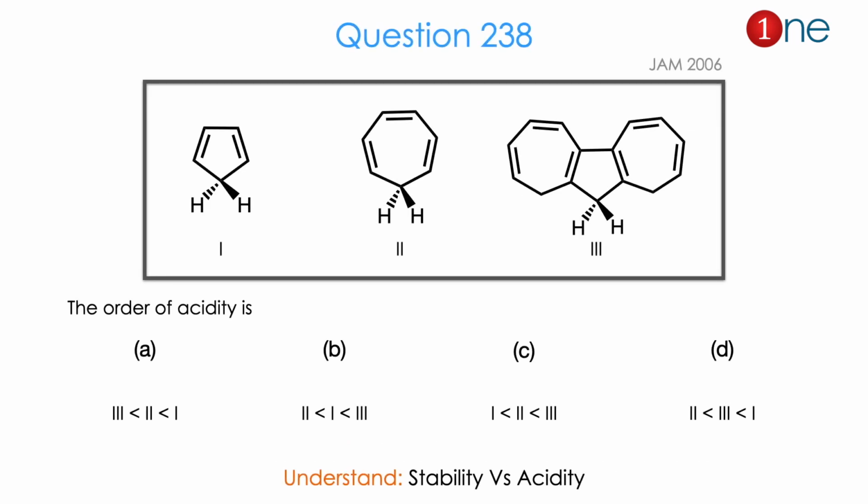Then let us look at the next question. They give 3 different compounds. First one is cyclopentadiene, second one is cycloheptatriene, third one is a fused system with a 5-member ring on one side and a heptatriene on the other. These 3 structures have hydrogen. They are asking the order of acidity. These 3 differ in the ring size and the fused system. To find the acidity, you have to find the stability. So from the 3 structures and possible orders of acidity, you might realize the question is really about stability of the structures versus acidity. The answer is D. Let us see how.